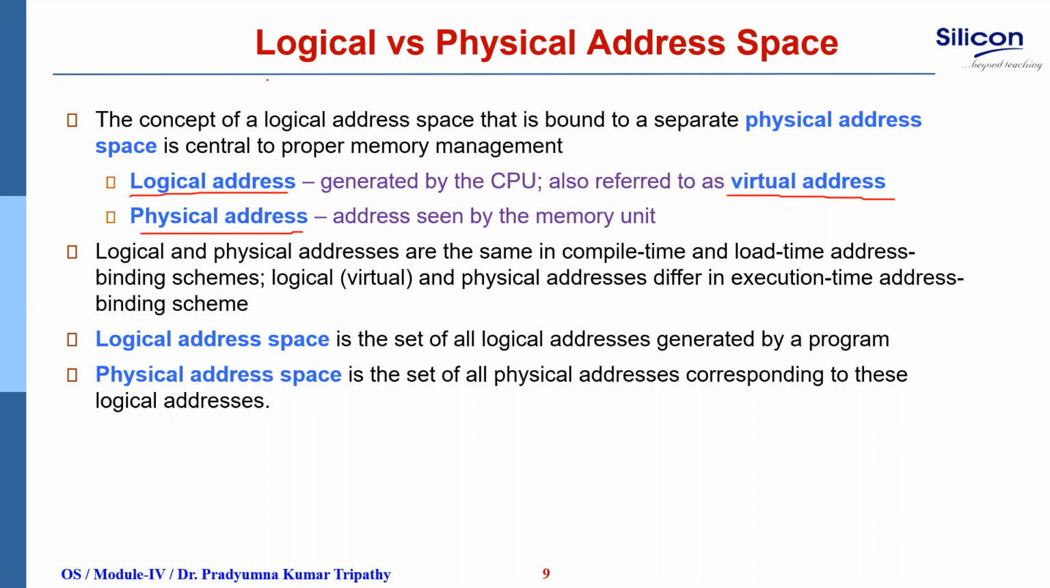Correct? So the concept of a logical address space that is bound to a separate physical address space is central to proper memory management. So we have two addresses over here, logical and physical. I hope you understood this. The physical address is the actual address in the main memory. The logical address is generated by the CPU.